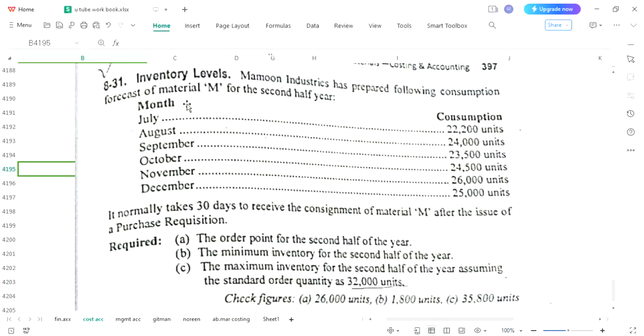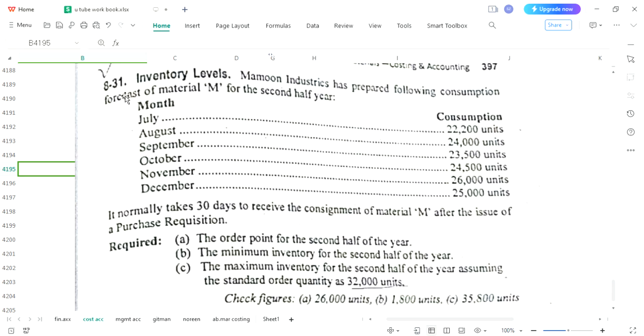Today's target is to solve question number 8.31. This chapter is related to material, and we are calculating inventory levels at different stages. Normally we are related with ordering point, maximum and minimum requirement, and then danger level.